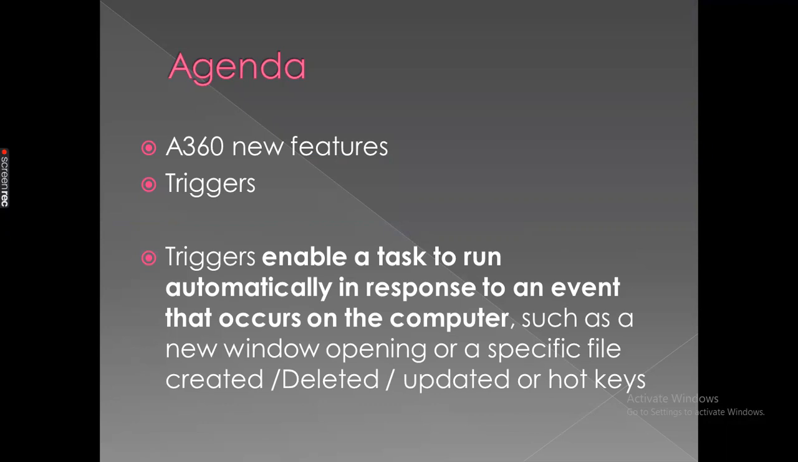First of all, we'll see what triggers are. A trigger is nothing but an event. It enables a task to run automatically in response to an event that occurs in our local computer system. For example, when a window is opened or closed, a file is updated, a folder is updated, a file is deleted or renamed, a folder is deleted or renamed, a process is running or executing, or a specific hotkey is pressed, like Control S, Control V, Control Shift L, something like that. Based on those triggers, we can run a specific task or command. So let's get started.